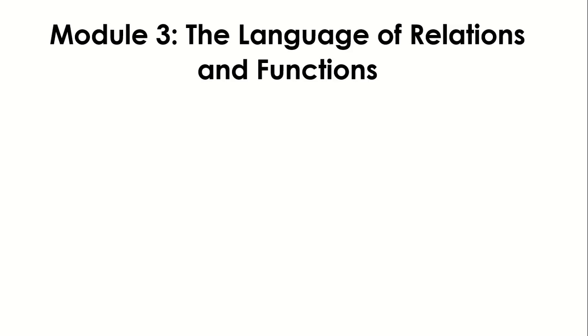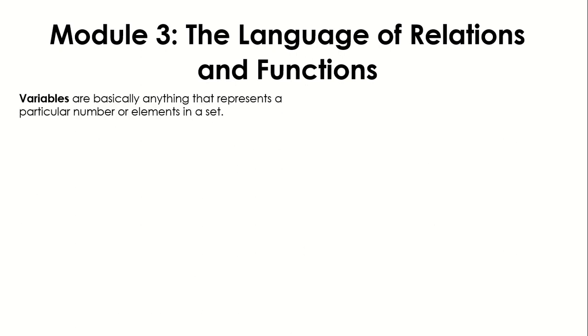For the third module, we'll be discussing the language of algebra, or the language of functions and relations. Mostly, when we have basic algebra, we will be discussing more on the variables. Variables are basically anything that represents a particular number or elements in a set. In your basic algebra, we are very particular when it comes to variables. Variables could be letters, alphanumerical letters, or figures.